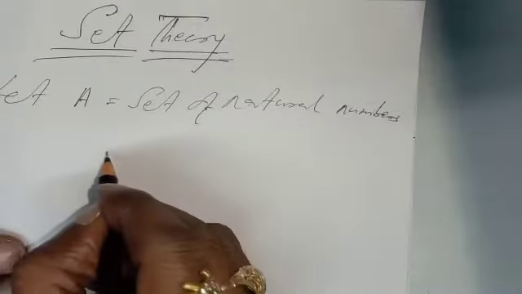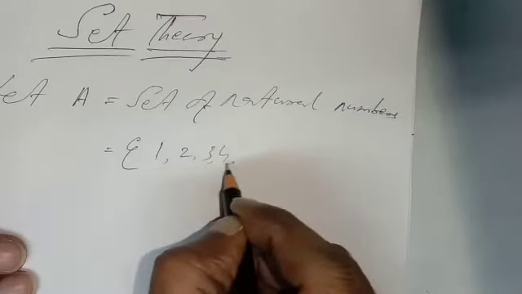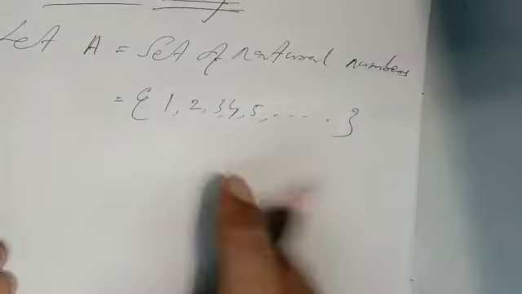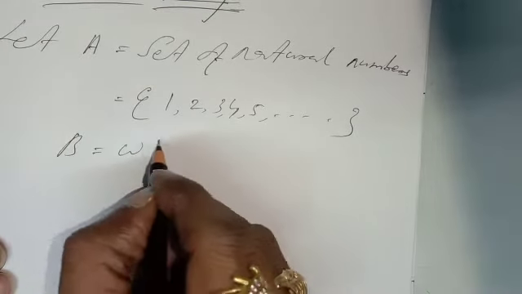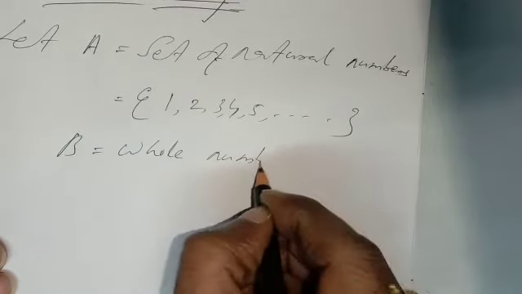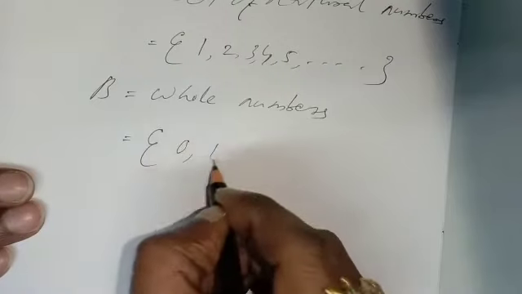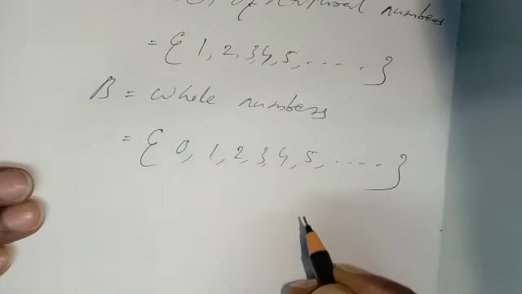Therefore, A will be how much? Set of natural numbers starting from 1, 2, 3, 4, and so on. This is called a set. Okay. Suppose B is a set of whole numbers. Whole numbers means starting from 0: 0, 1, 2, 3, 4, 5, like this.